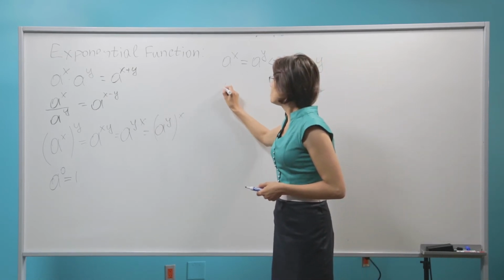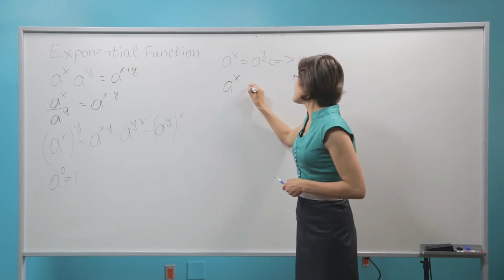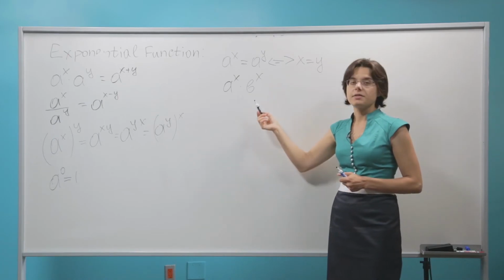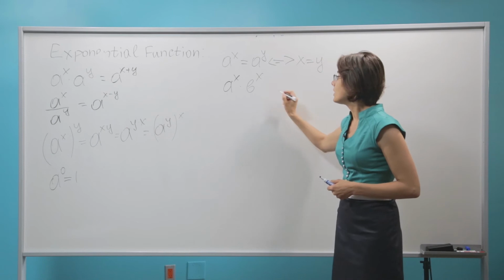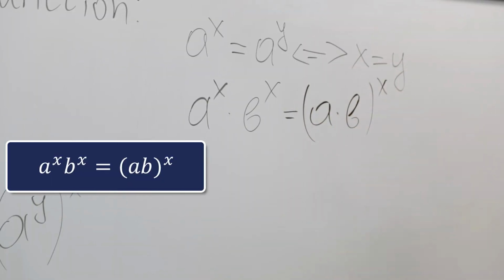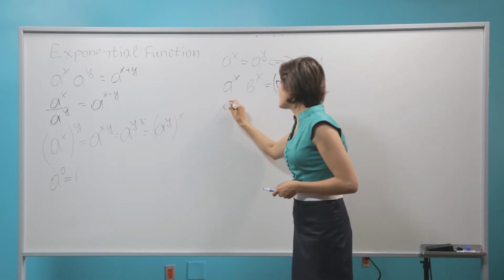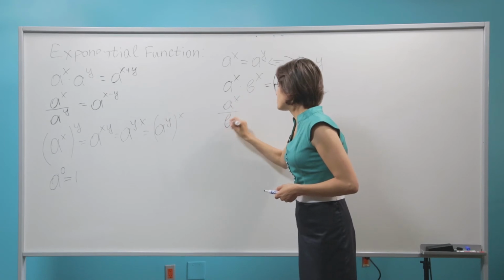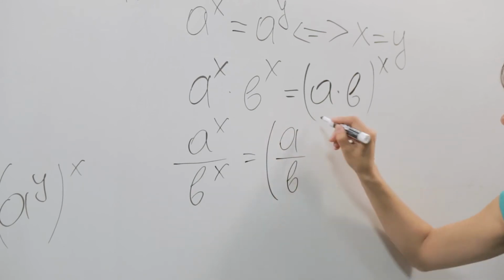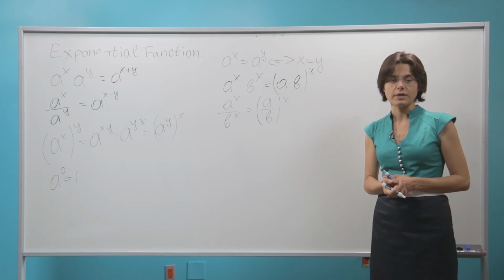So if we have, for example, exponential function a to the power of x times exponential function b to the power of x, you see, bases a and b are different, but the powers are the same. This will be the same as if we multiply the bases and raise them to the same power of x. Same with division. a to the power of x over b to the power of x is equal to a over b, everything to the power of x. These are laws of exponential function.